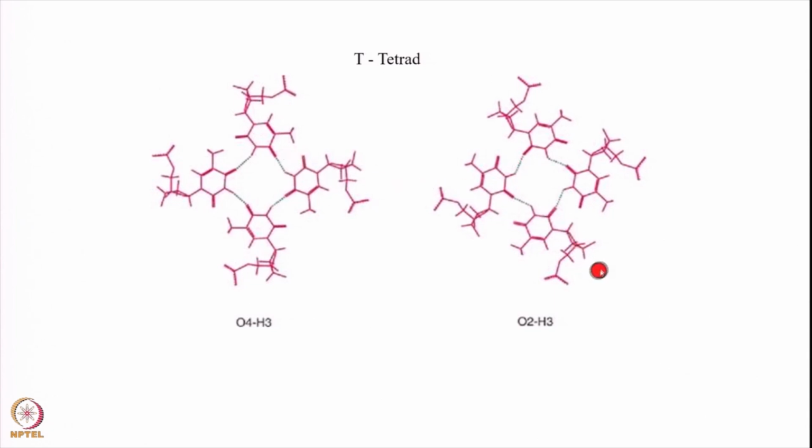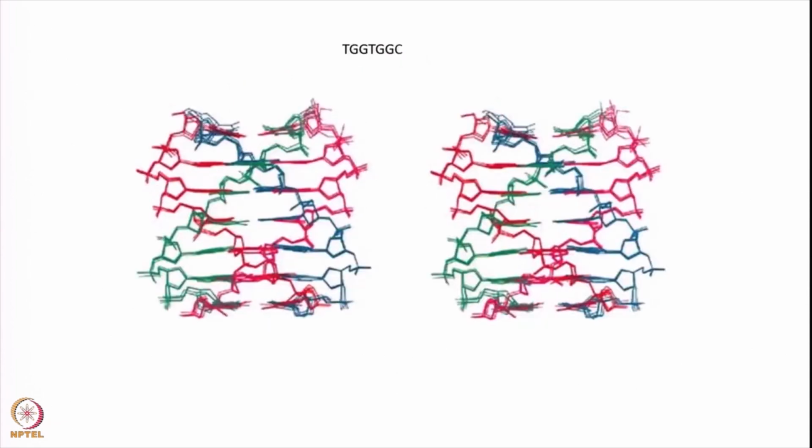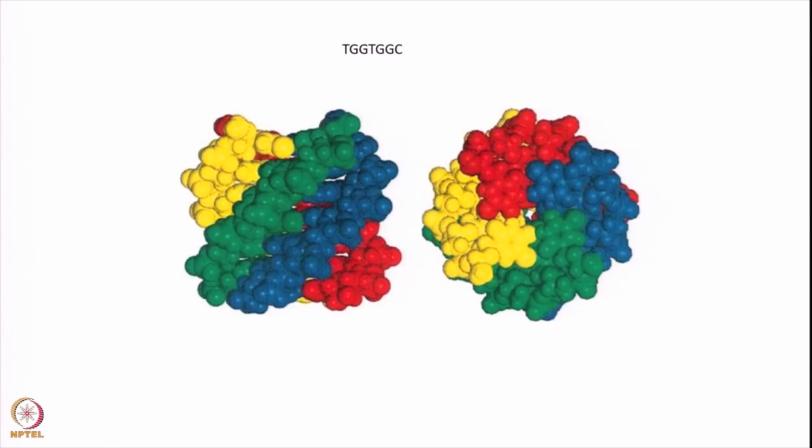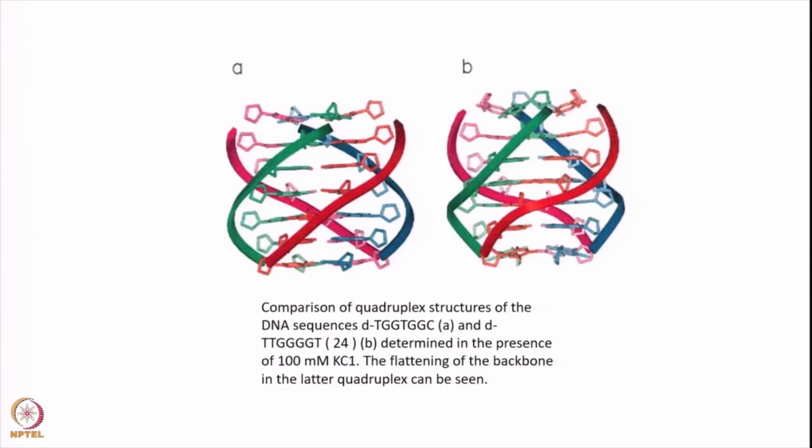So once we have that, you have these two types of hydrogen bonding schemes, and you can have different structures depending upon that. You can see different kinds of structures that can be formed. This is the stereo picture of one particular structure, and this is the space filling model of the same structure, and here you have the comparison with this kind of a G tetrad. There are 4 Gs continuously stacked here, and in this case the 4 Gs are interspaced by a T. Now what is the result of that?